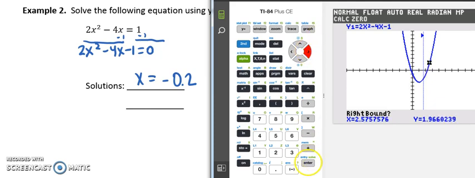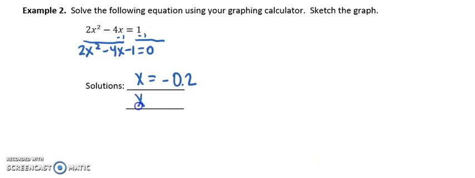Go to the right a few times, hit enter. And when it says guess, hit enter again. And it looks like, let's just say 2.2-ish, okay? So x is about 2.2. These little squigglies, they mean approximate.